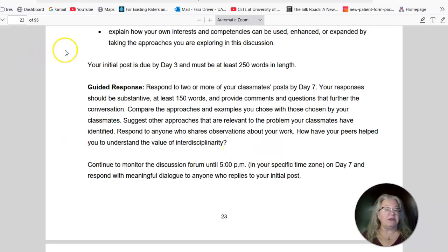Your initial response, your initial post is due on Thursday with at least 250 words in length. Now, I am not a stickler for word length. It can be as long as you need for it to be, as long as you are not wandering far afield.